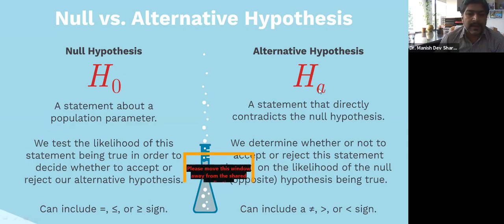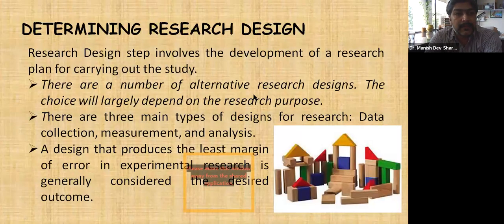So we can say that we finally conclude on the likelihood of the null hypothesis, meaning the opposite hypothesis being true. So we can also include the symbol, greater than, less than, or not equal to sign, depending on its type.